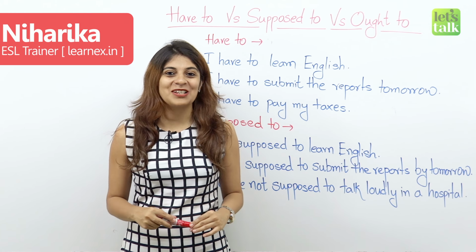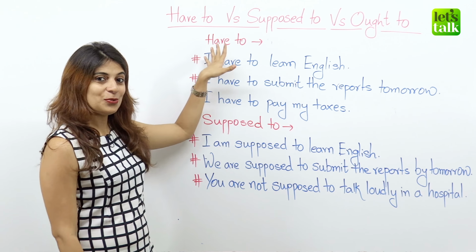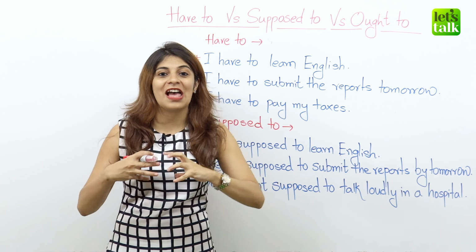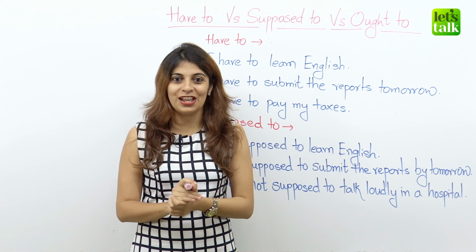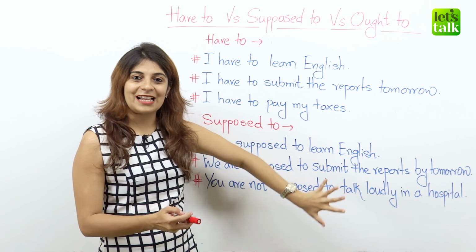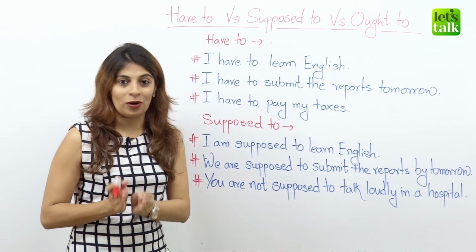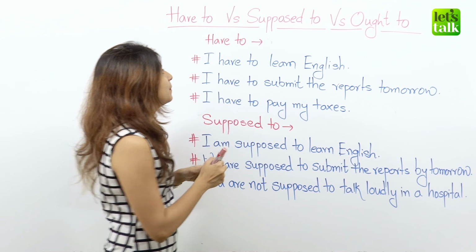I am Niharika, and in today's lesson we are going to look at the difference between have to, supposed to, and ought to. We're going to understand how to use these words in your sentences in English. And also, before we go ahead and look at the explanation, make a note that these words are modals and are always followed by verbs.